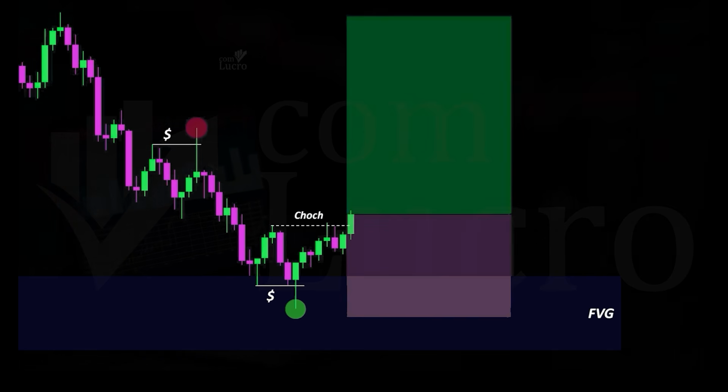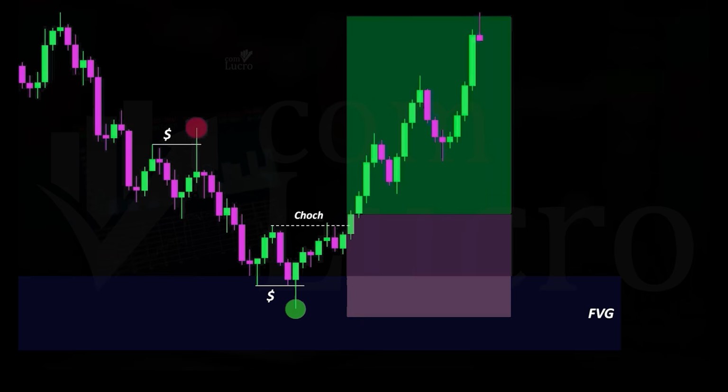Place your stop loss just below the low of the liquidity grab and set your target at the next key level identified on the higher time frame.